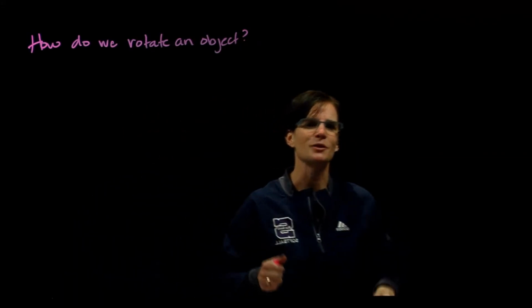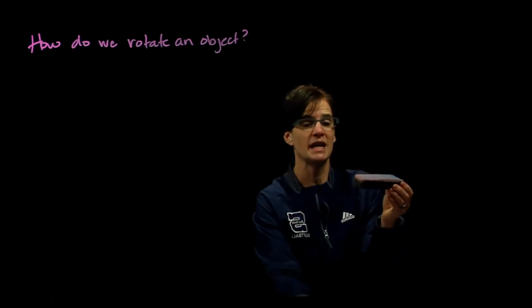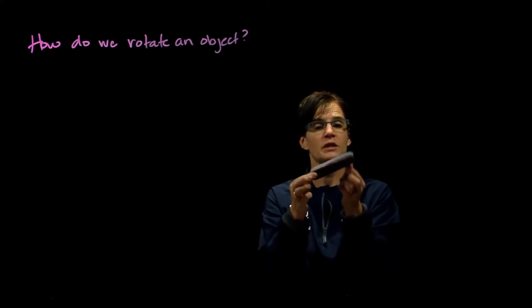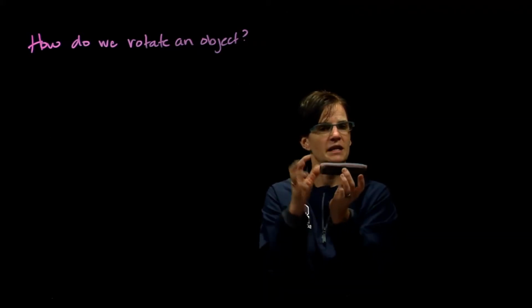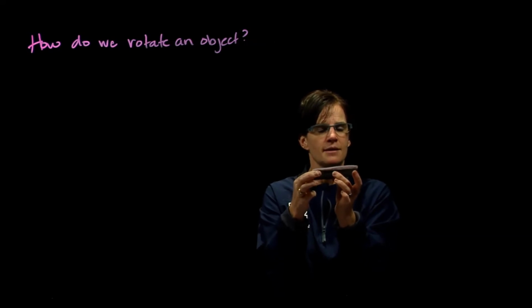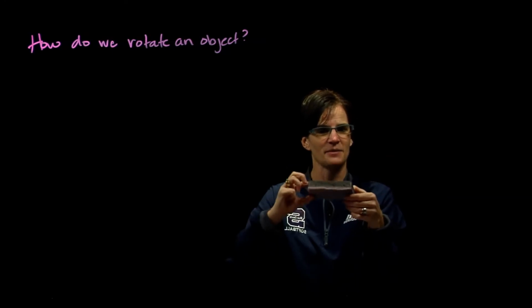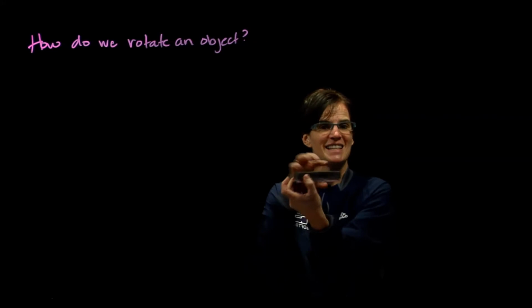So if we think about what it takes to rotate an object, we're going to find that there are two things that are important. The first is that we can rotate an object about a variety of different points. I could rotate the object about the end of the eraser, or I could rotate it about the middle of the object. I could rotate it in multiple directions. I could rotate it along this axis, or along this axis, or along this axis.